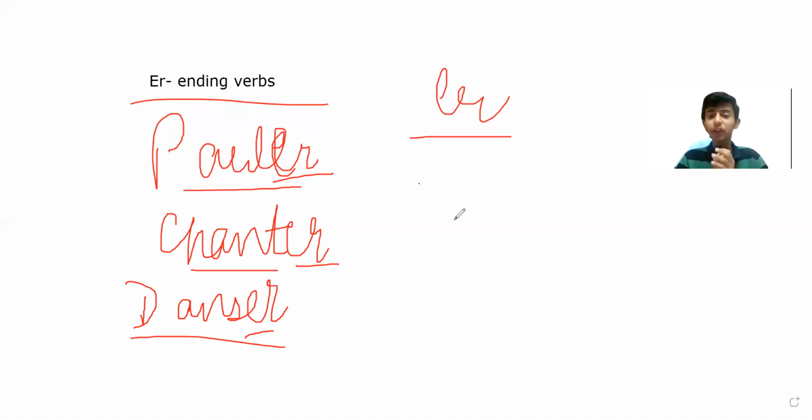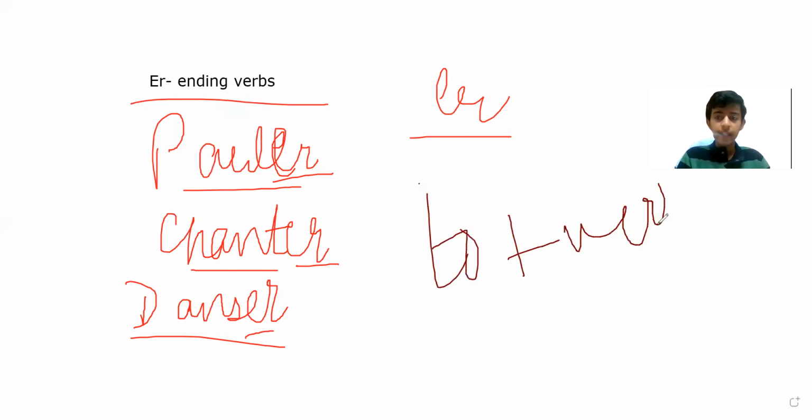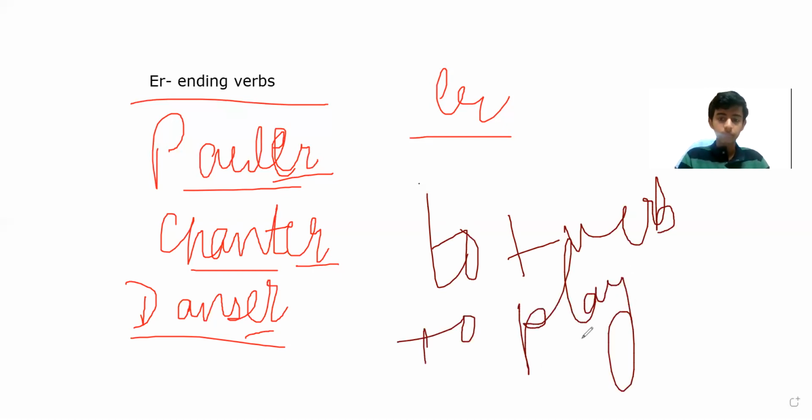Like in English, if we talk about the infinitive form, how is the form? It is to plus verb, isn't it? Like to play, to sing. In this manner, we have the infinitive. So in French, we have infinitives with ER, IR, and RE. These are the endings.